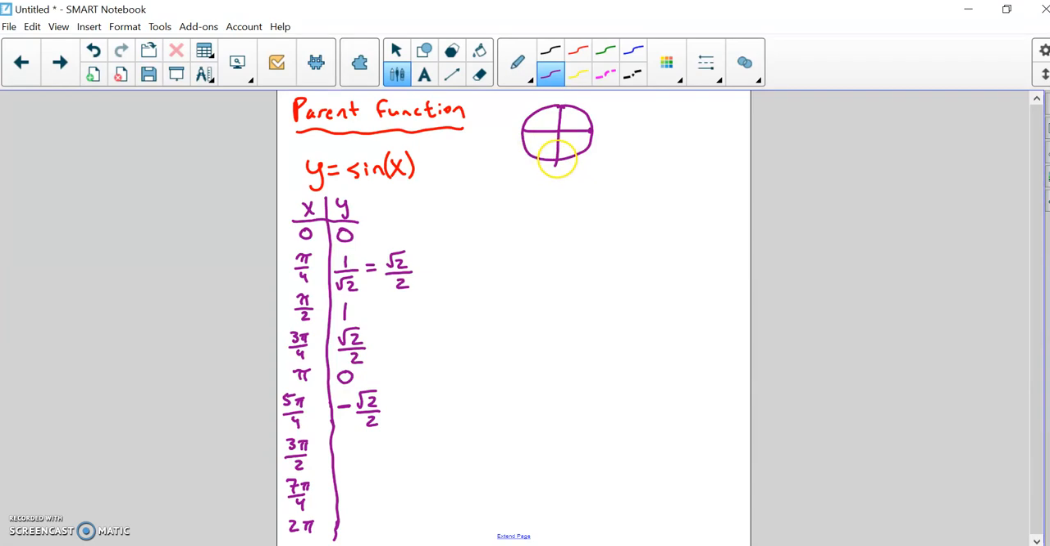Okay, 3 pi over 2 is down here on the bottom of the circle, which is going to give us a sine value of negative 1. 7 pi over 4 is over here in the fourth quadrant. Okay, sine is still going to be negative there.